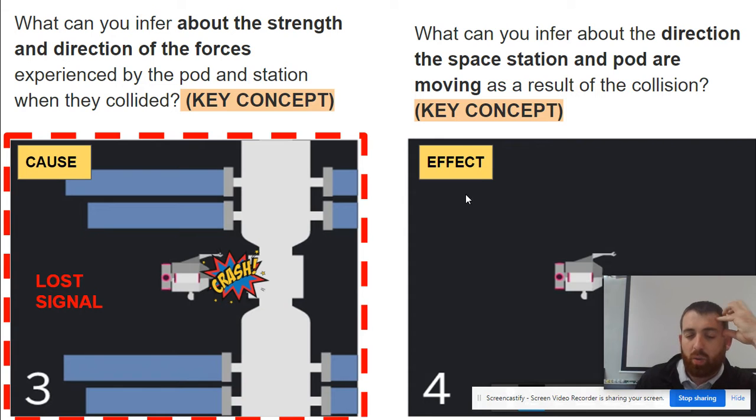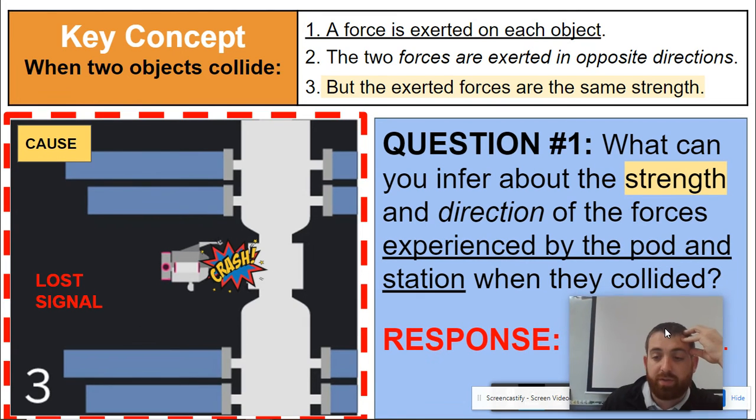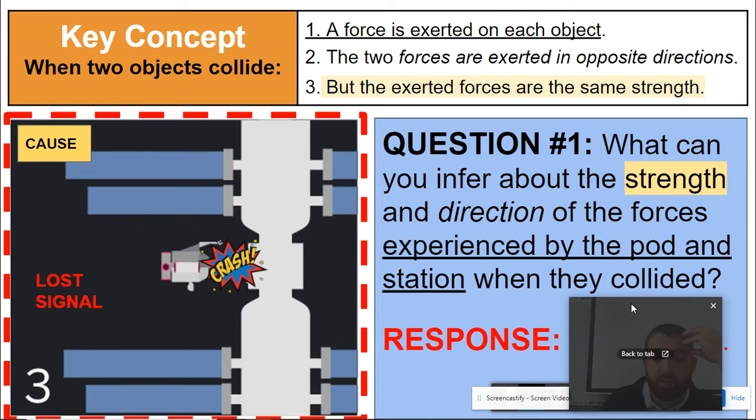So we got to really think about the cause and effect between the collision and the change in velocity and use our key concepts to explain what's going on. So let's look at the very first part, the cause of the velocity changes, that collision. Again, the question we're looking to answer, what can you infer about the strength and the direction of the forces experienced by the pod and station when they collided?